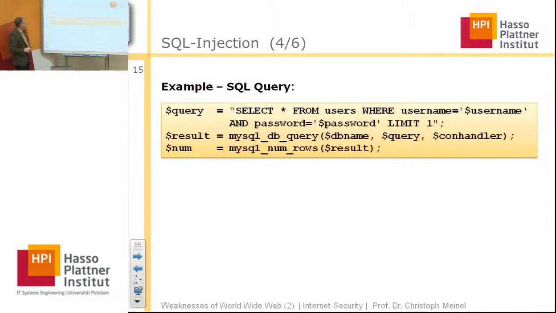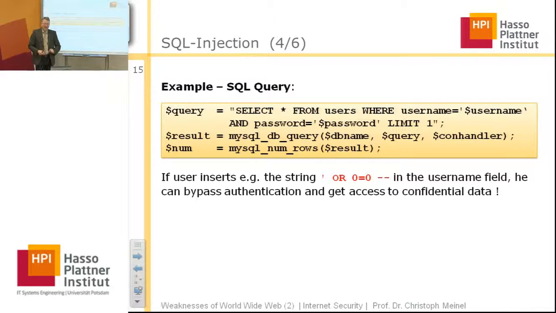To give an example, here is a typical SQL query: select from users where... Now it is explained what the user is. A user is characterized by the username and a password, and then some actions are performed. So if a user with a valid password is identified, then something can be done.